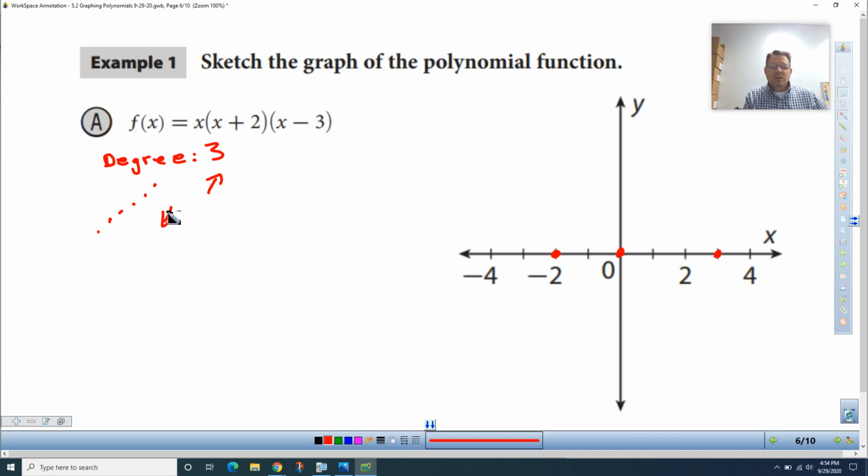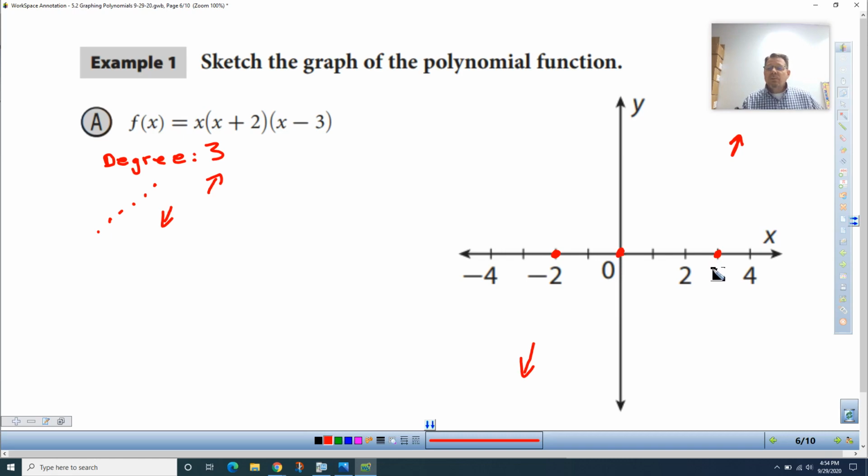So let me transfer this information over here. Let me put this down arrow over here, and an up arrow here. So all this stuff is pretty straightforward. Okay, we've got a third degree, so we have to have an up and down, and it's got to go uphill. We know it's going to go through those points.